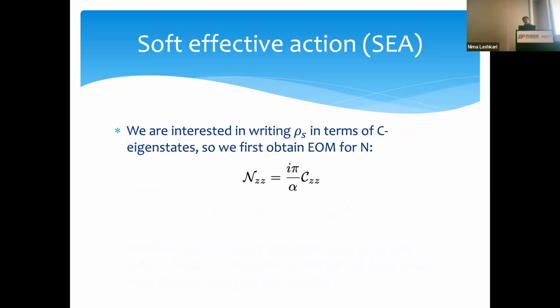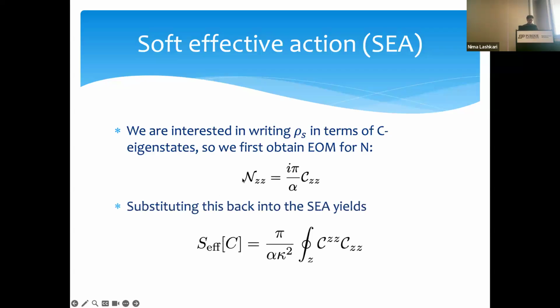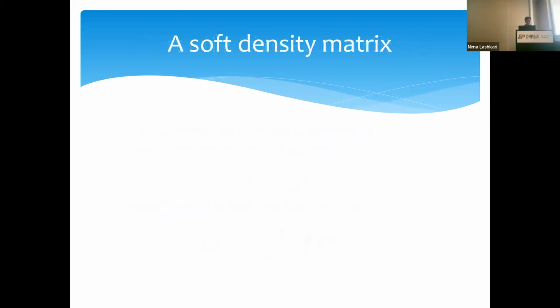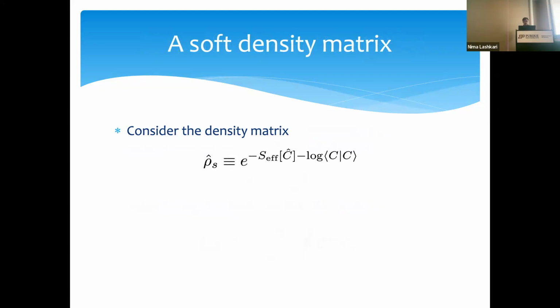We actually want to process this action a little bit more because at the end of the day, we want to write a density matrix in terms of the C eigenstates. So what we want to do is integrate out n. You just vary the soft effective action and require that it vanishes. That gives the equation of motion for n, which is as follows. You substitute this back into the soft effective action, and what we get is the final form that we are going to be using, which is just quadratic in C. This is nothing more than a Gaussian.